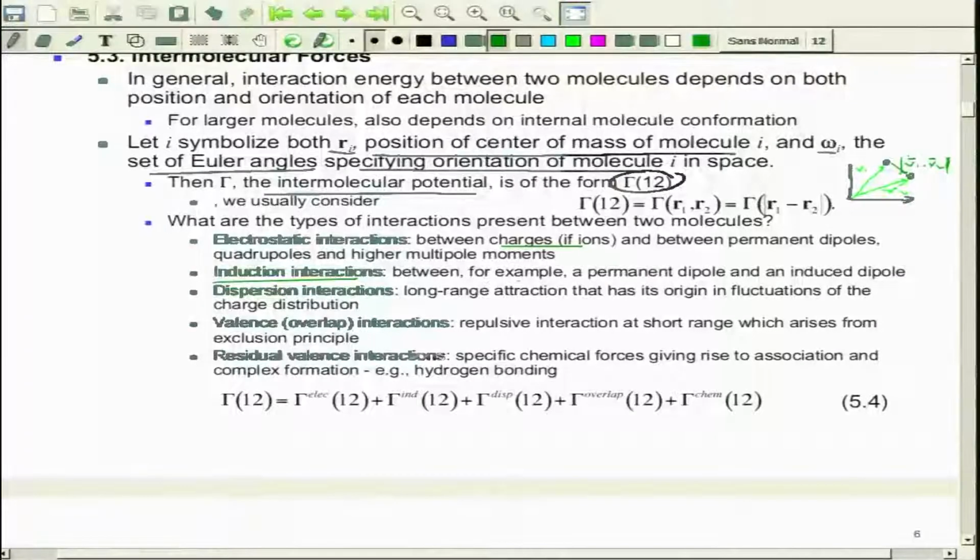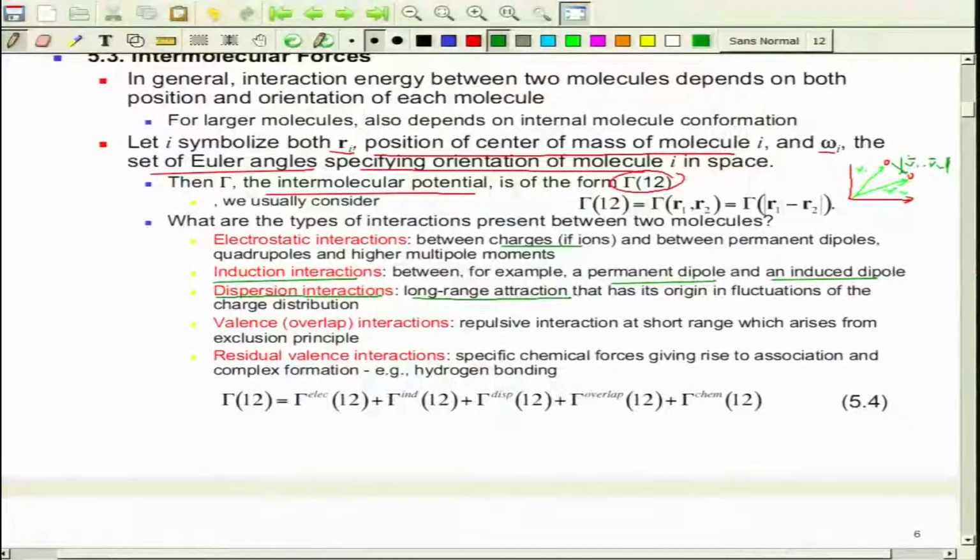This is between, for example, a permanent dipole and an induced dipole. So we will come back to these individual contributions or interactions in detail shortly. In addition to induction interaction, you will have dispersion interaction, very commonly available among the particles or molecules, and it is a very important interaction.